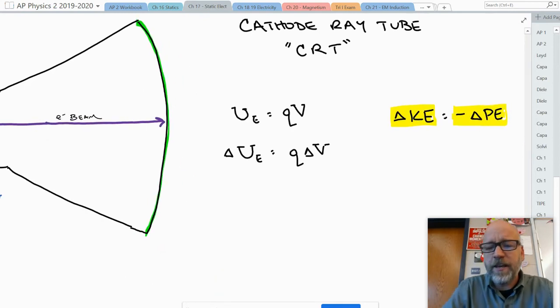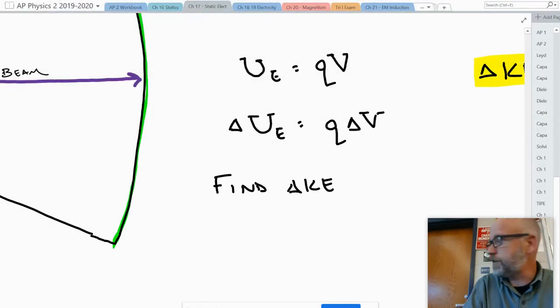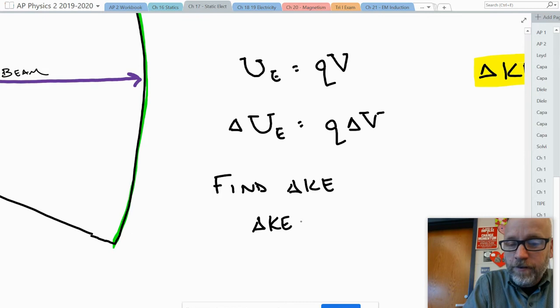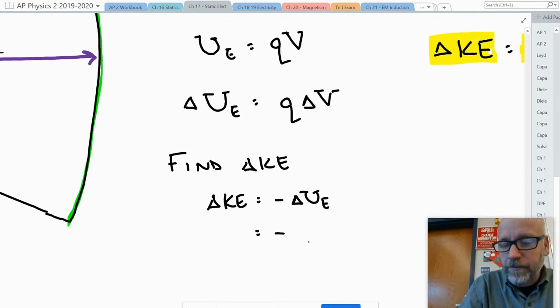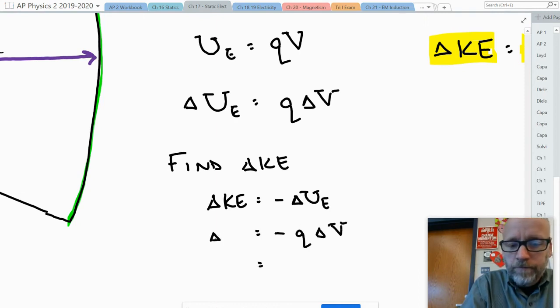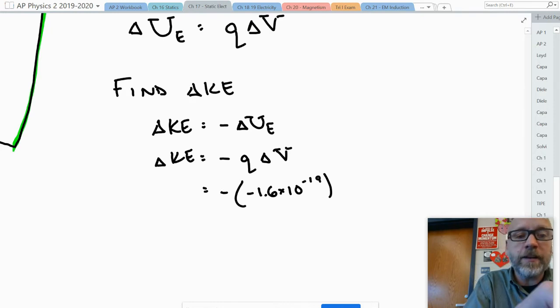I want to go ahead and find the change in kinetic energy. Now, that change in kinetic energy is going to be equal to the negative change in the potential energy. So sign-wise, I'm going to have a negative sign, Q delta V. Let's keep going. Now, the charge is going to be negative 1.6 times 10 to the negative 19 coulombs. It's negative because it's an electron. You guys know that. That's a piece of cake.